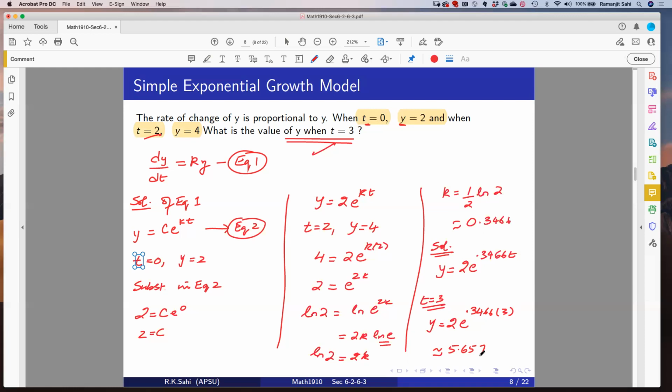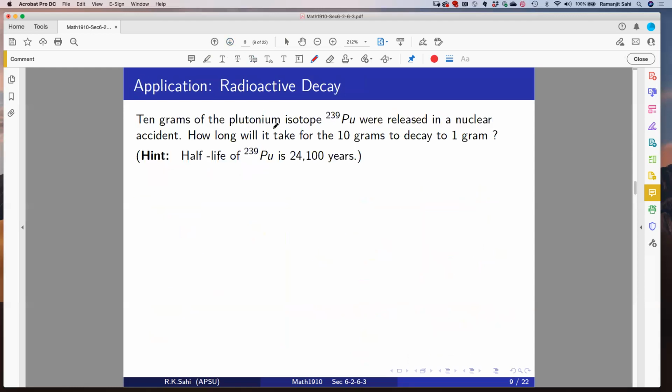Okay, so this was a very simple exponential growth model. Now let's look at an exponential decay model. The problem is a plutonium isotope problem. So let's read the problem now.